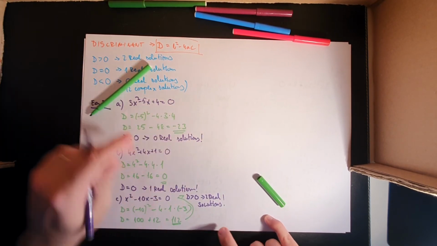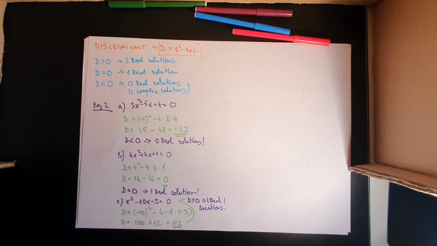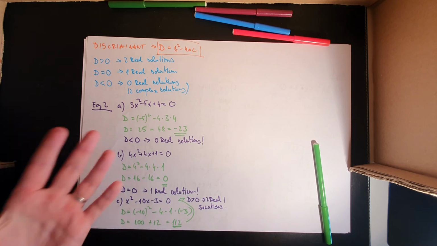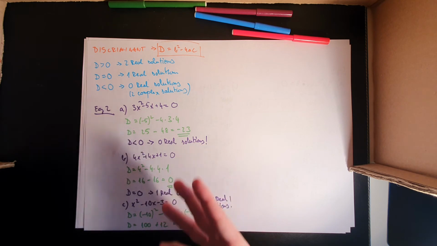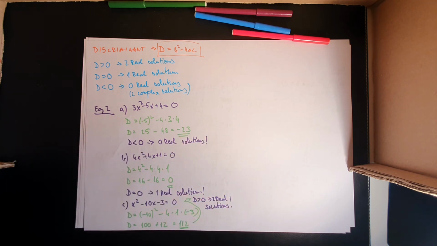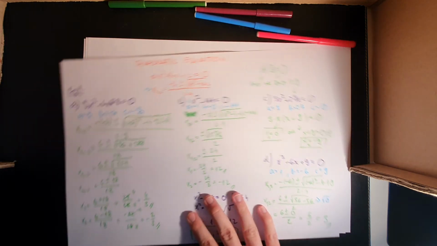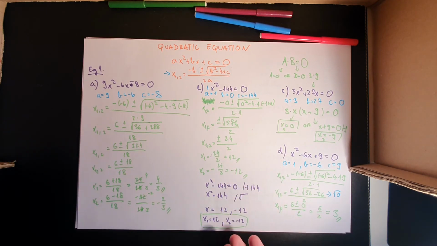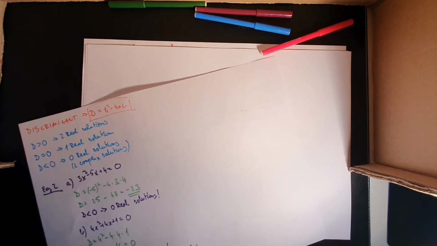There we go. And this is a talk about the discriminant. So if you're asked how many solutions does a quadratic equation have, you can just use this. Now, I would personally say that calculating this is much quicker or simpler than going through the whole method and determining the solutions themselves. So this is why the discriminant is good.